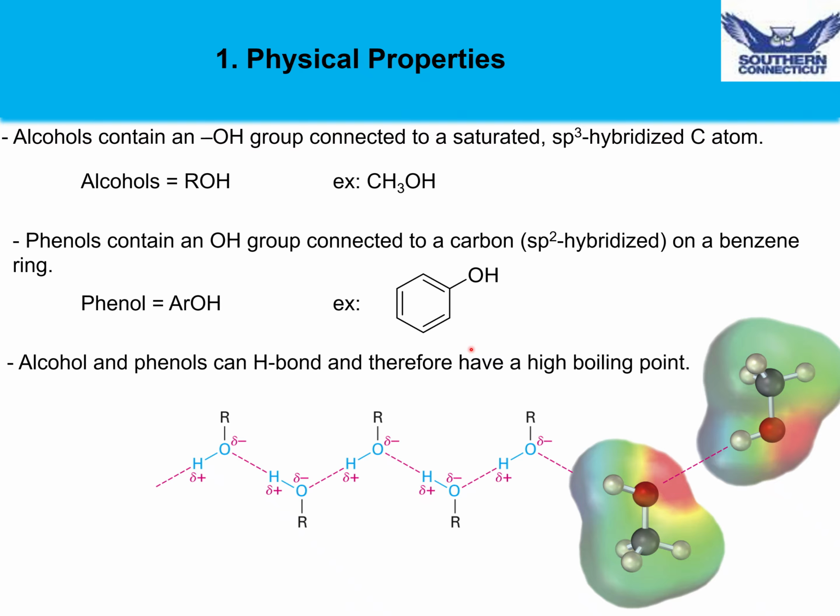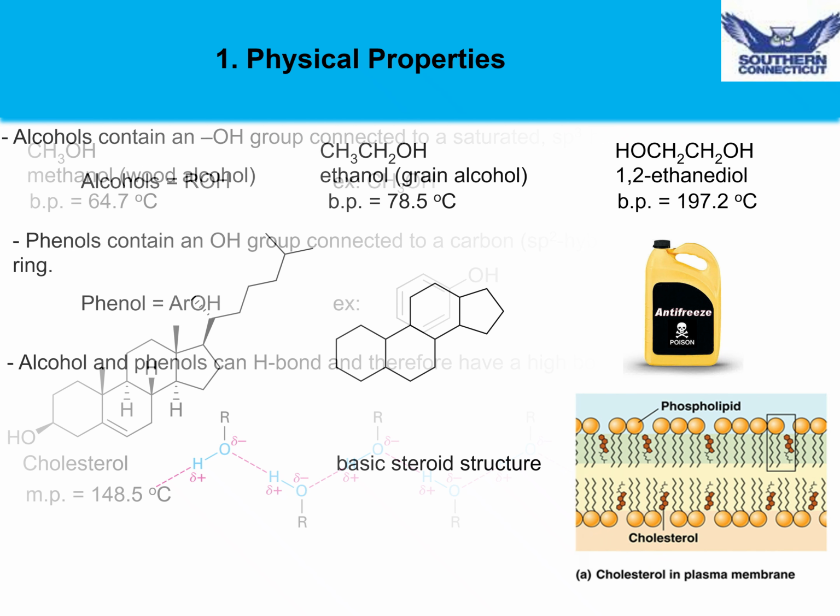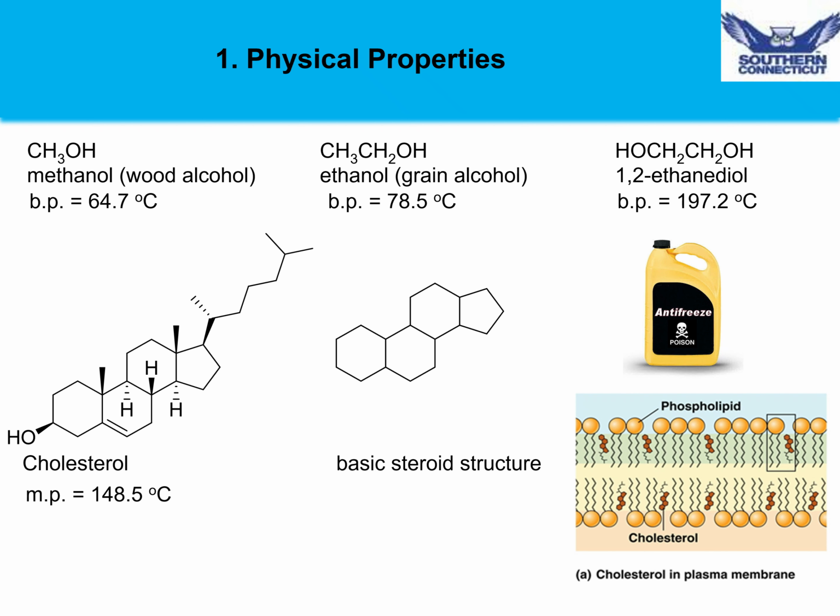Both alcohols and phenols can hydrogen bond. They can hydrogen bond accept and donate. And so if you have a solution of alcohol molecules, you will often see a network of hydrogen bonding between the different alcohol molecules. Because of these hydrogen bond capabilities, alcohols typically have very high boiling points compared to similar size molecules that do not have this capability.